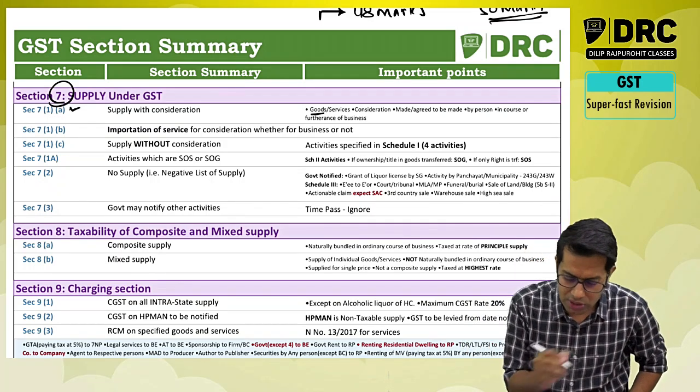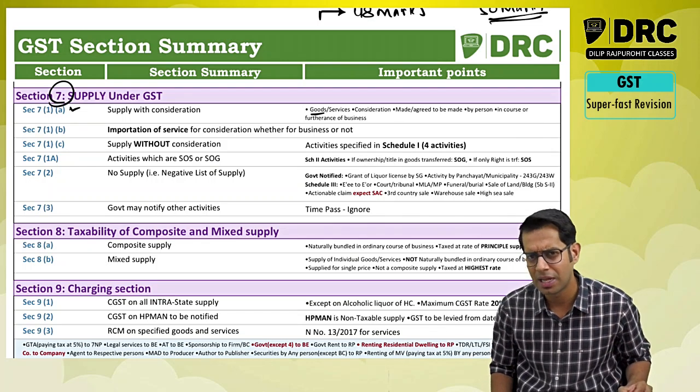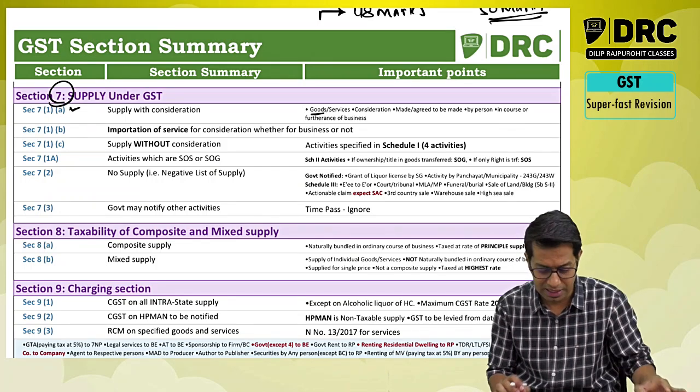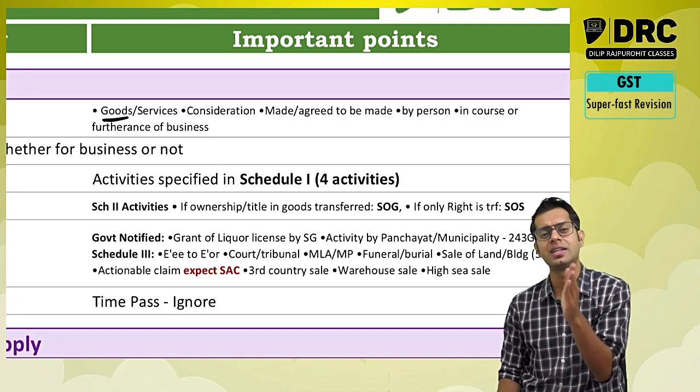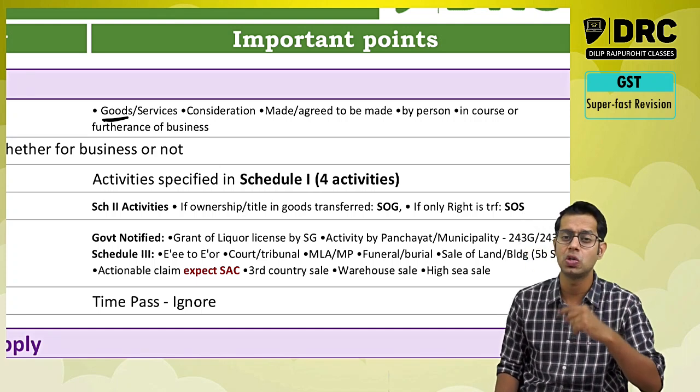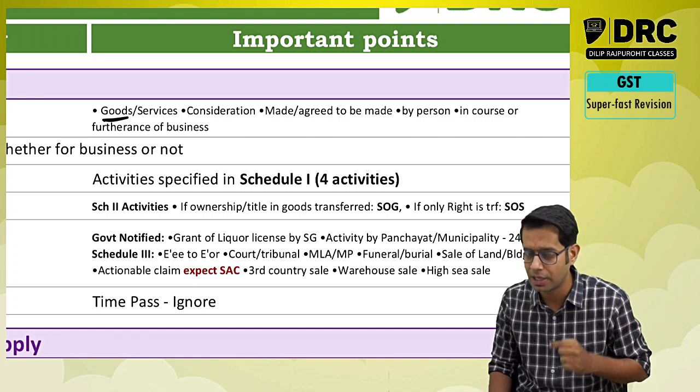What do you mean by goods, sir? Goods means every kind of movable property other than money and securities, but includes actionable claims, growing crops, and things attached to or forming part of land. What do you mean by services, sir? Services means anything other than goods, money and securities, but includes activity in relation to use of money or its conversion, for which a separate consideration is charged.